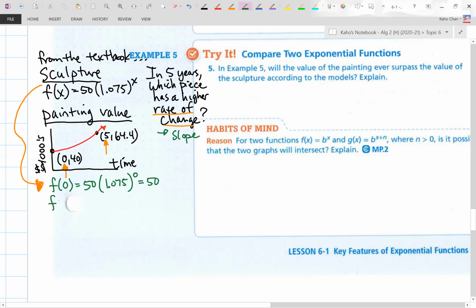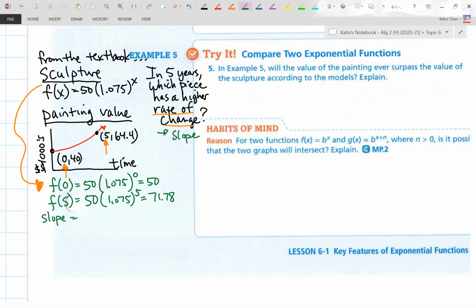Let's put in 5. 50 times 1.075 to the 5 years. You punch that all into the calculator, you'll get 71.78. Okay? Trust me on that one. For the slope, remember slope is y2 minus y1 divided by x2 minus x1, okay? So think of it this way. This is x1, y1, x2, y2.